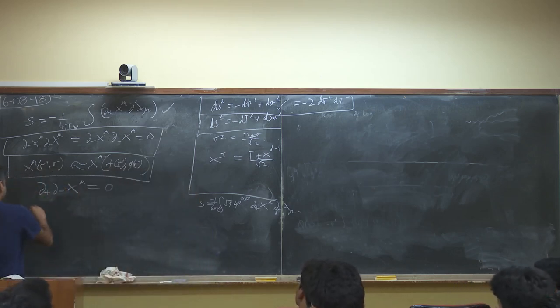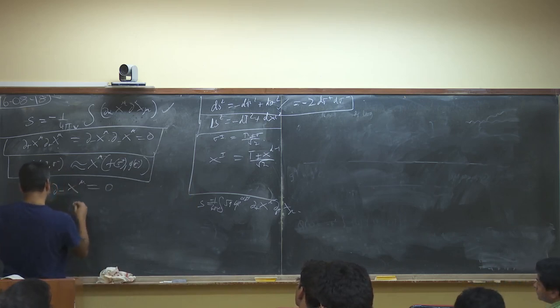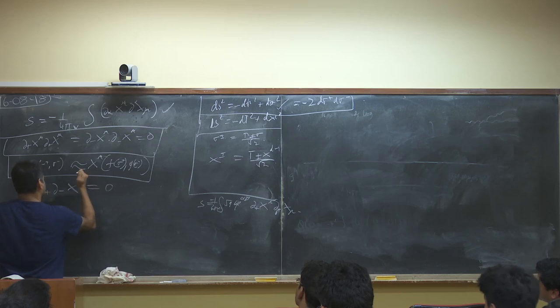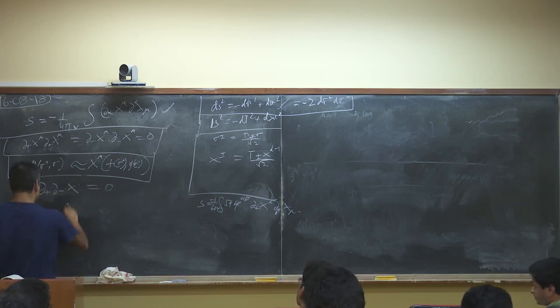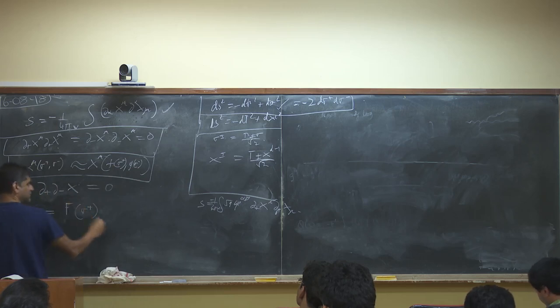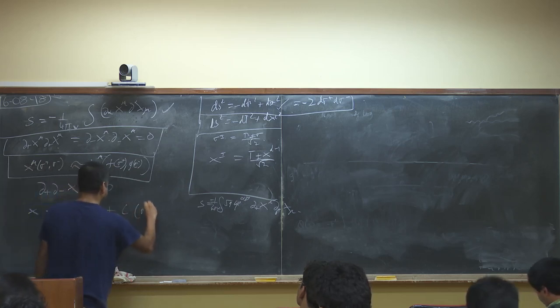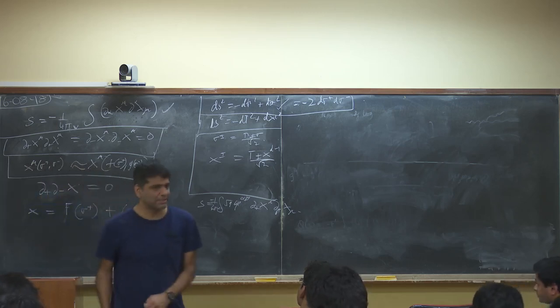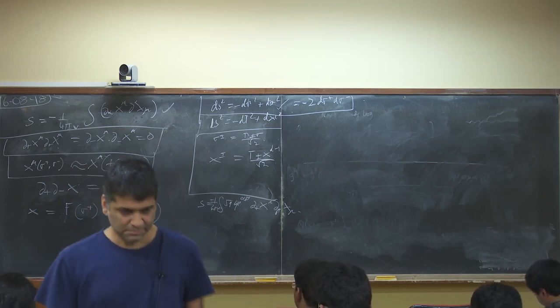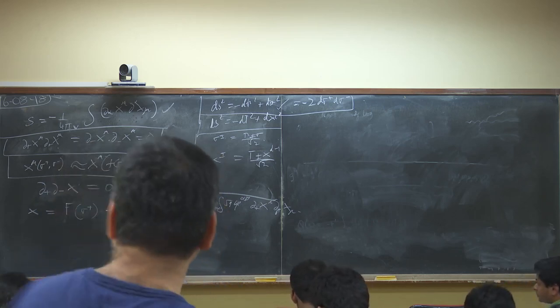Now, we've got X mu is some arbitrary function. Let's just call it X at the moment. So it's some f of sigma plus g of sigma minus. This is the most general solution of these equations. We solve the equation by integration, right?